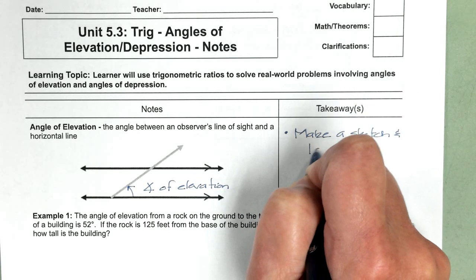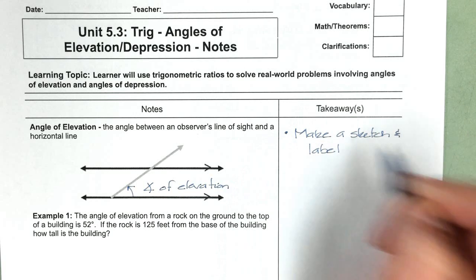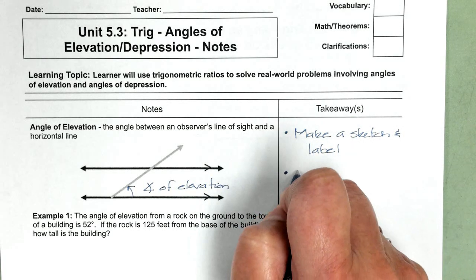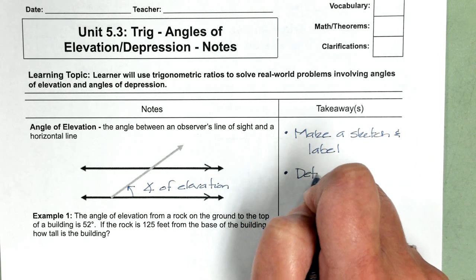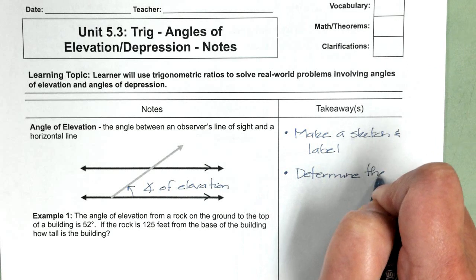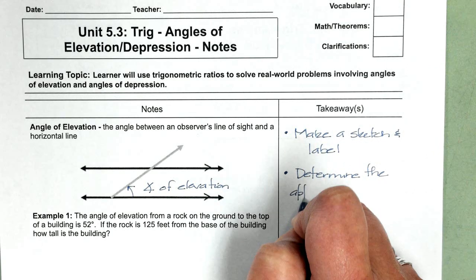Okay, now, with your word problems, you need to make a sketch or make a drawing and label what you're given and what you're looking for, because you're going to use this information to determine the appropriate trig ratio.